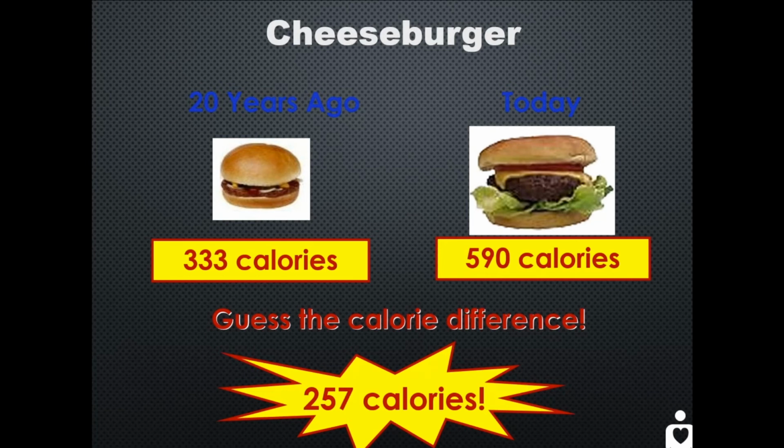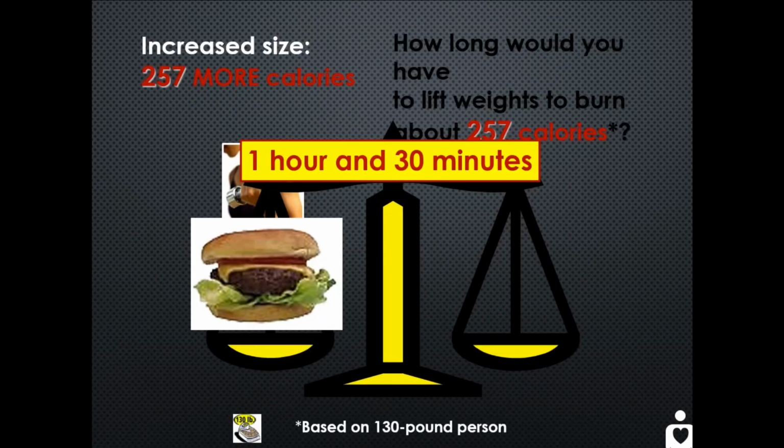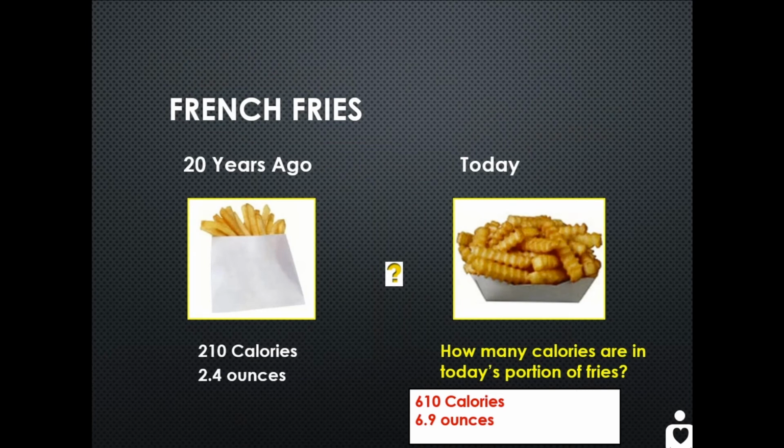But today, it's 590 calories, almost double in size. The difference is 257 calories. So how long would you have to lift weights to burn about 257 calories? An hour and 30 minutes. I have an exercise room and I lift weights, and there is no way I could lift weights for an hour and 30 minutes. After 5 minutes, my muscles are burning.